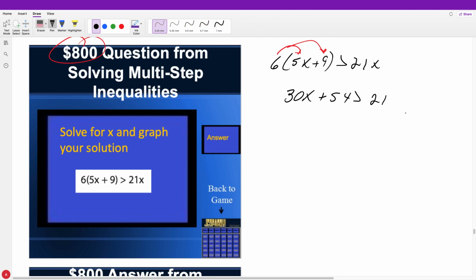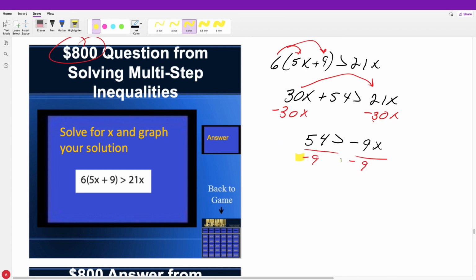Now, since I have variables on the left and right and a constant only on the left, I'm going to move my variable to the right-hand side then. So I'm going to subtract 30x from both sides. So now I get 54 is greater than negative 9x. To solve for this, I now need to divide both sides by that negative 9. And since I'm dividing by a negative number, I need to remember to flip my inequality.